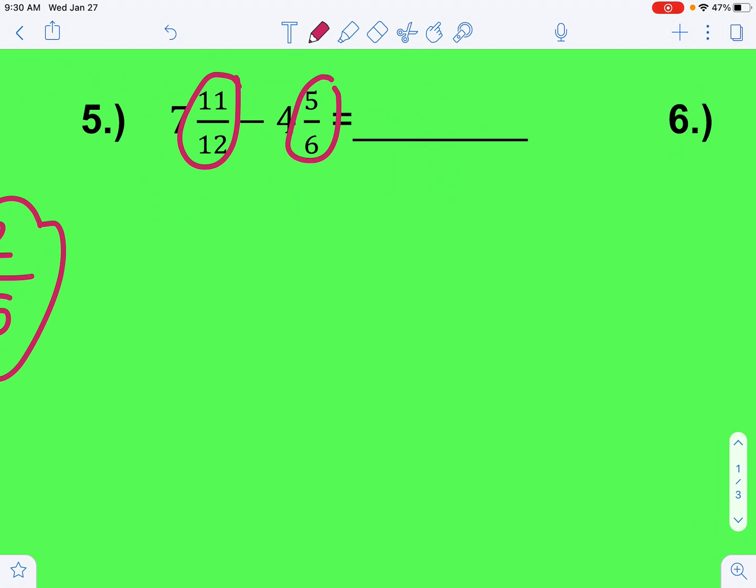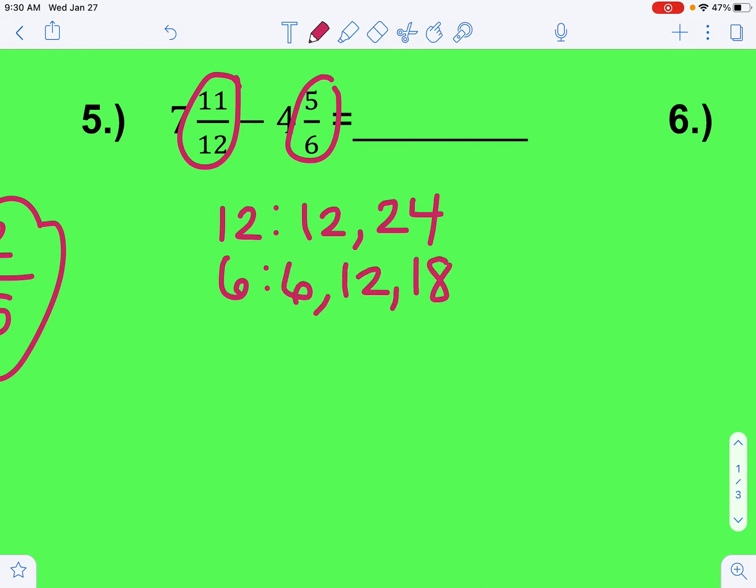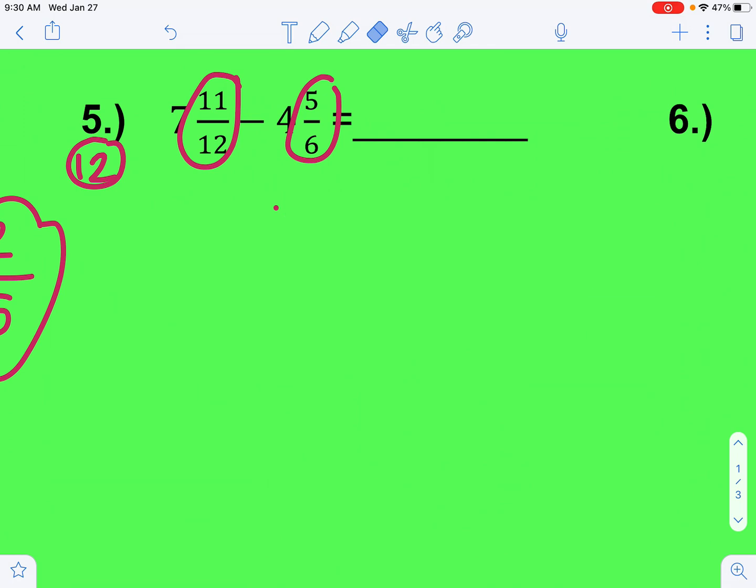Alright, so the first thing we do is we subtract our fractions, but our denominators aren't the same. So let's figure out what our common denominator is going to be. You might already know just by looking at them, but if not, then we count our multiples. 12, 24, start with 6, 6, 12, 18. They already share 12, so 12 is our common denominator.